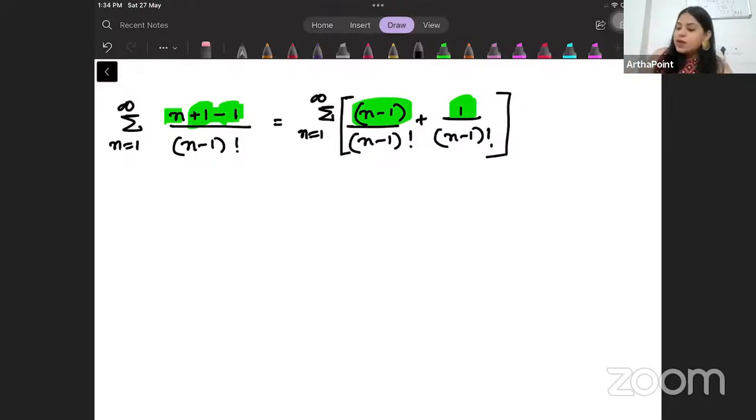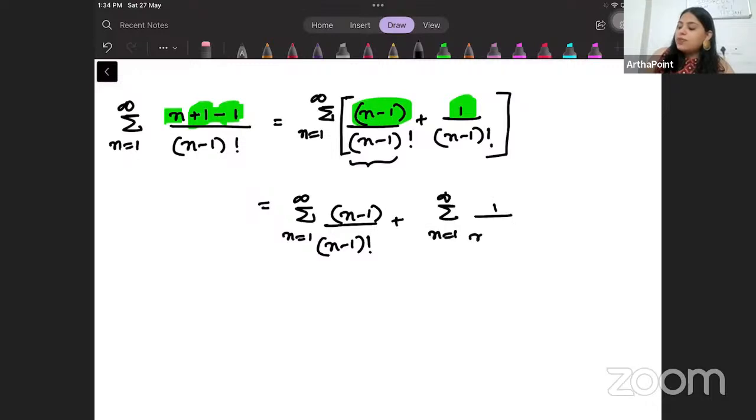Now think about it. What is n minus 1 factorial? It is n minus 1 into n minus 2 and so on. In a factorial, we start multiplying with the remaining numbers in decreasing order, right? So I can rewrite this as the summation from n equal to 1 to infinity of n minus 1 upon n minus 1 factorial, plus the summation from n equal to 1 to infinity of 1 upon n minus 1 factorial. And I can open this up better. So this can be nothing but n minus 1 into n minus 2 factorial.